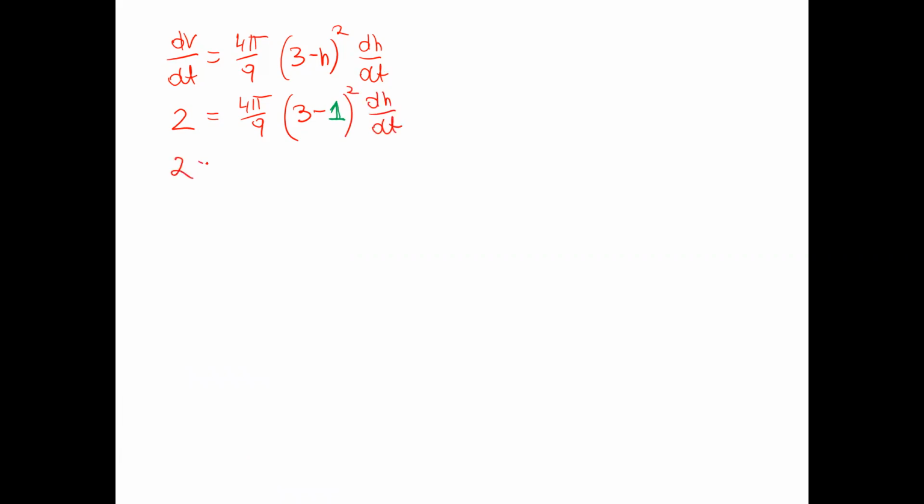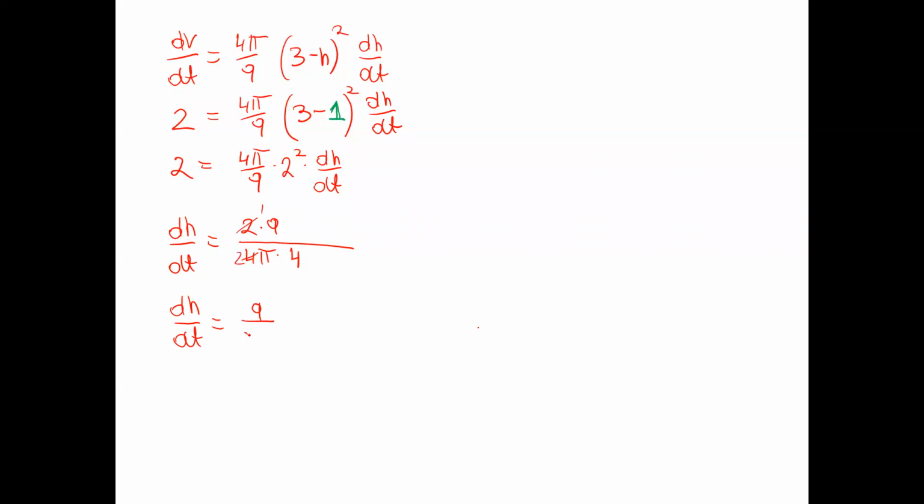Let me copy one more time. 2 squared will be 4. So let's divide everything. For dh/dt, we will multiply by 9 and divide by 4 pi and 4. I believe that's the number. Let's check. 2 and 2, this will become 9 over 8 pi.